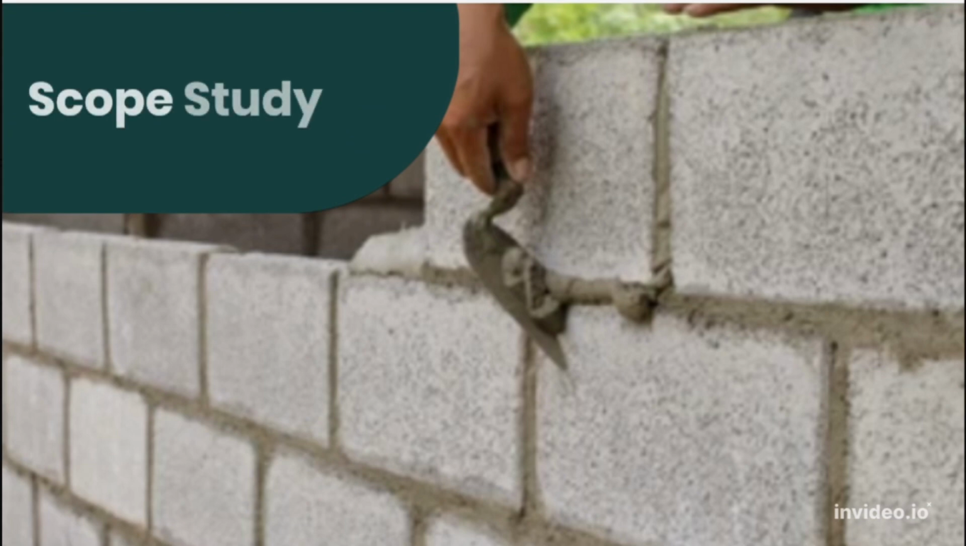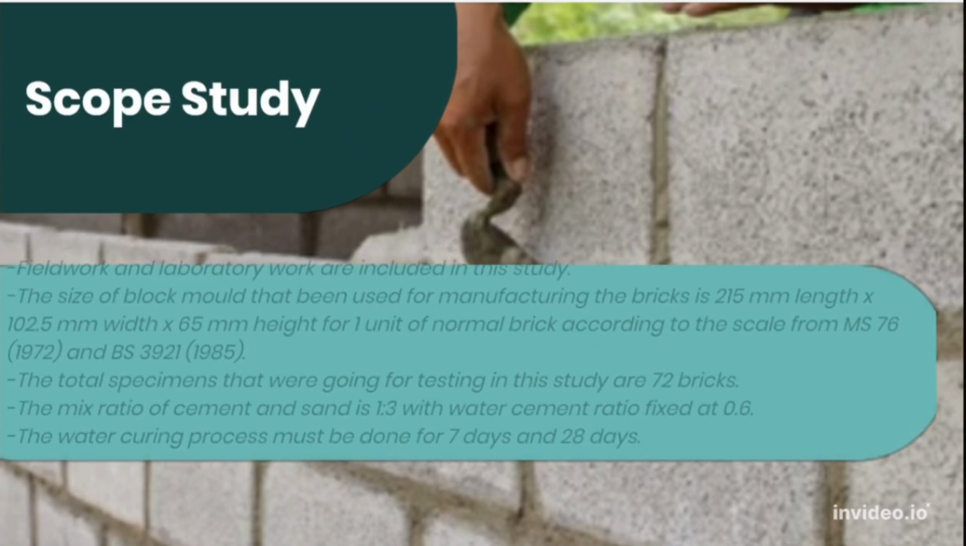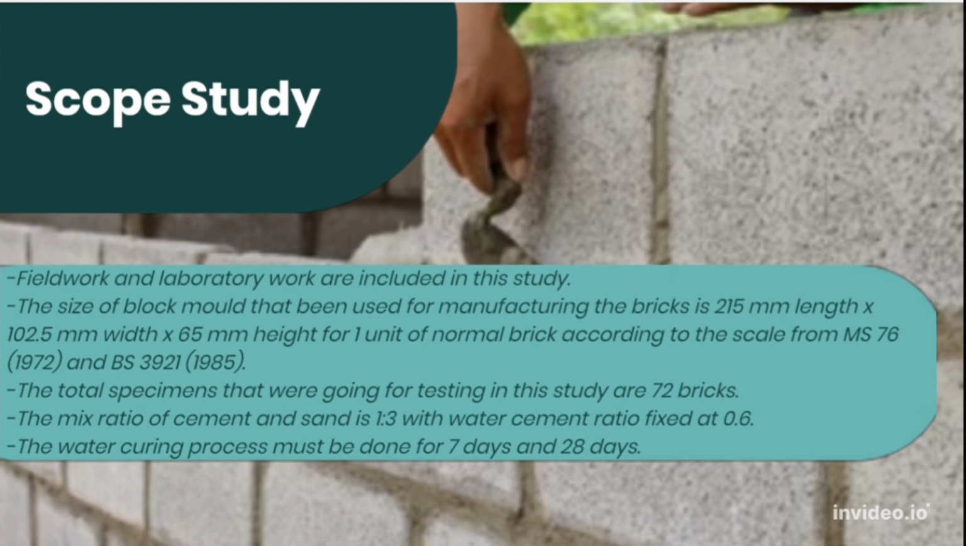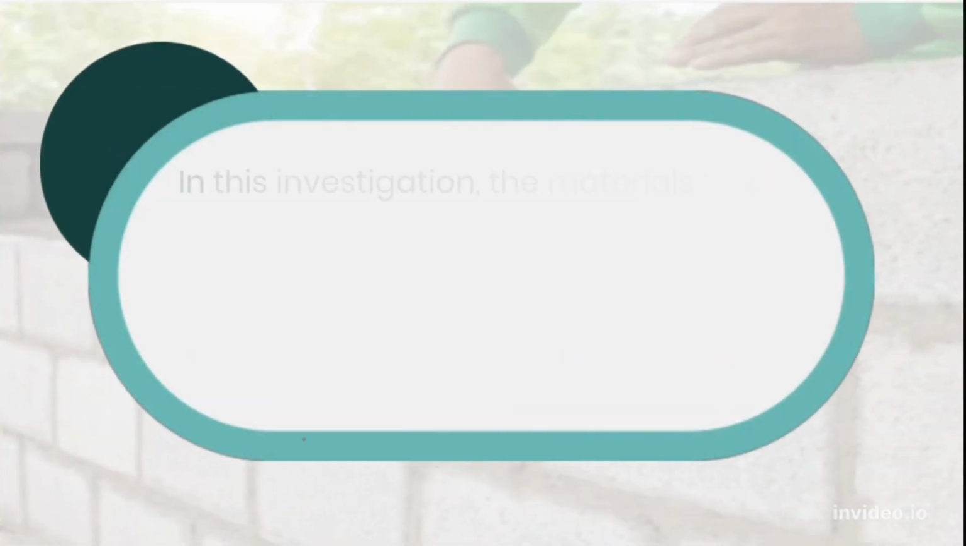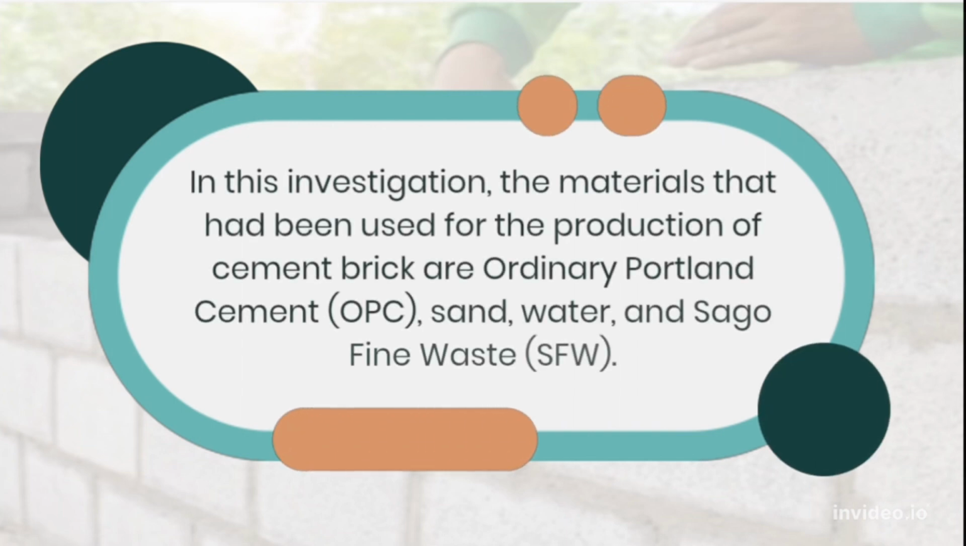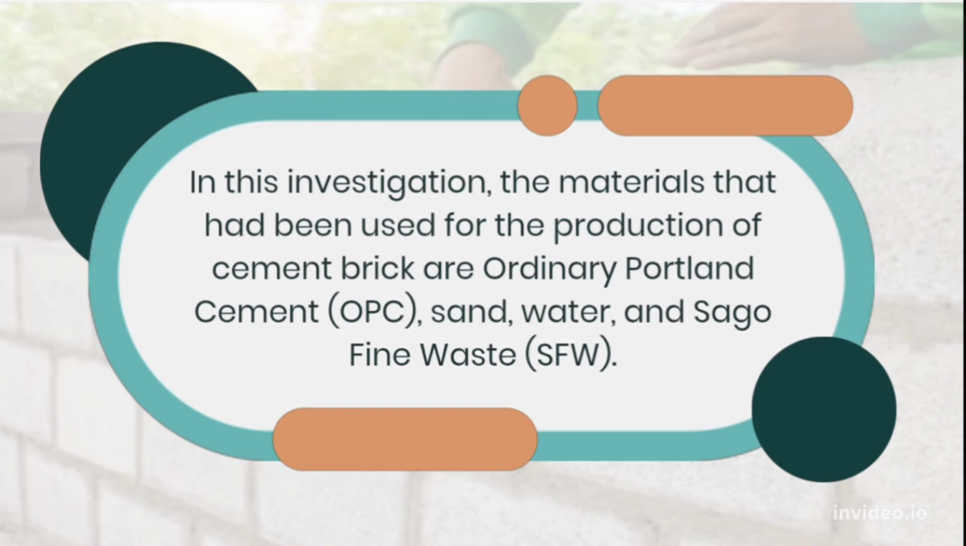Next, proceed to the scope of study. Fieldwork and laboratory work are involved in completing this study. The size of the block mold that was used for manufacturing the bricks was created according to the scale from the Malaysian standard and British standard. There are 72 total bricks that were tested in this study. The mix ratio of cement and sand is 1:3 with the water-cement ratio fixed at 0.6, and the water curing process must be done for 7 days and 28 days. In this investigation, ordinary Portland cement, OPC, sand, water and Sago fine waste, SFW, are the materials that were used for the production of cement bricks.